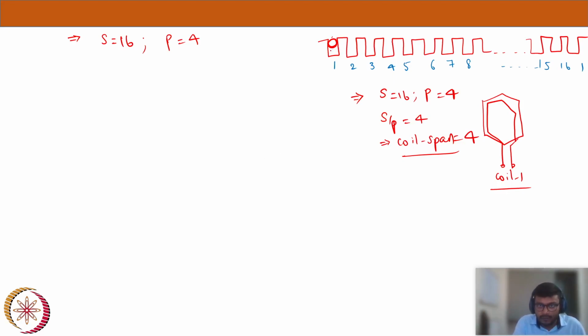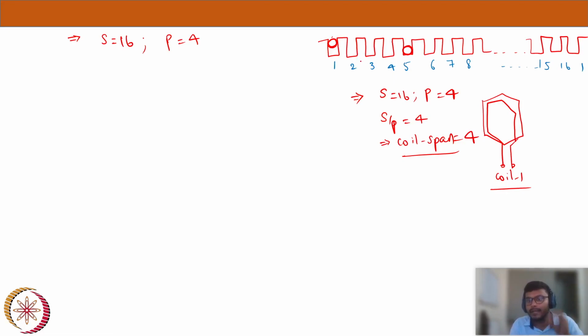Now I have started with 1. Now add 4 to that. 1 plus 4 is 5. On this 5th slot, on the bottom side, my coil 1 will return. So this is how I place my first coil. Out of 16 coils, I have completed placing my coil 1. Because it's a double layer winding, I will have 16 coils for 16 slots.